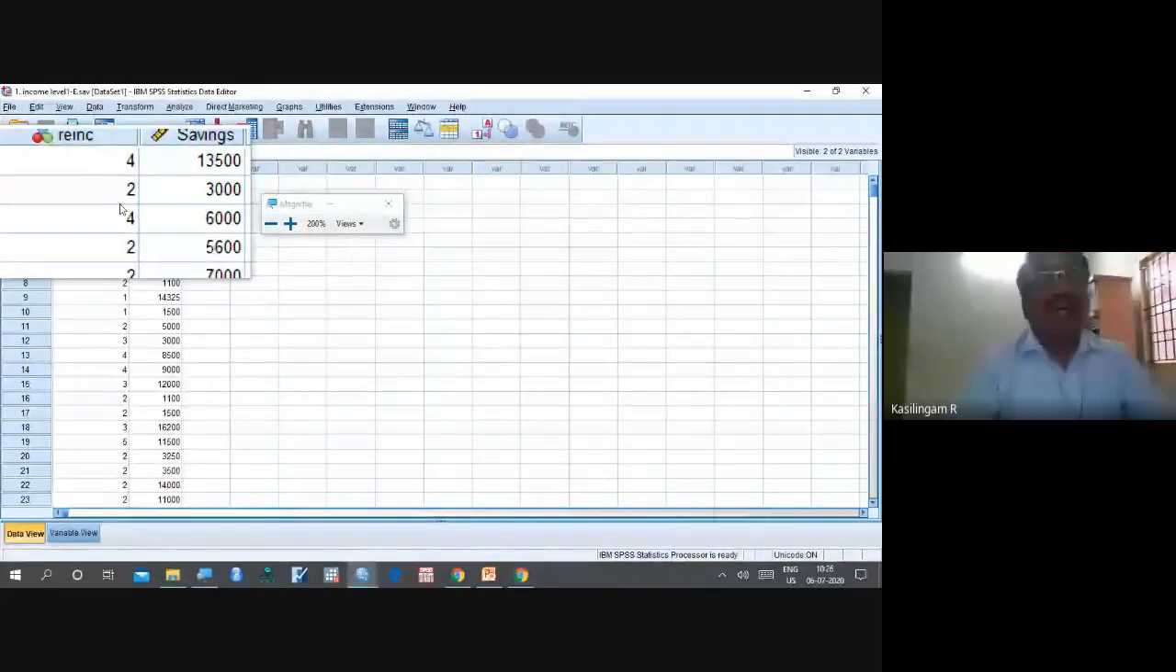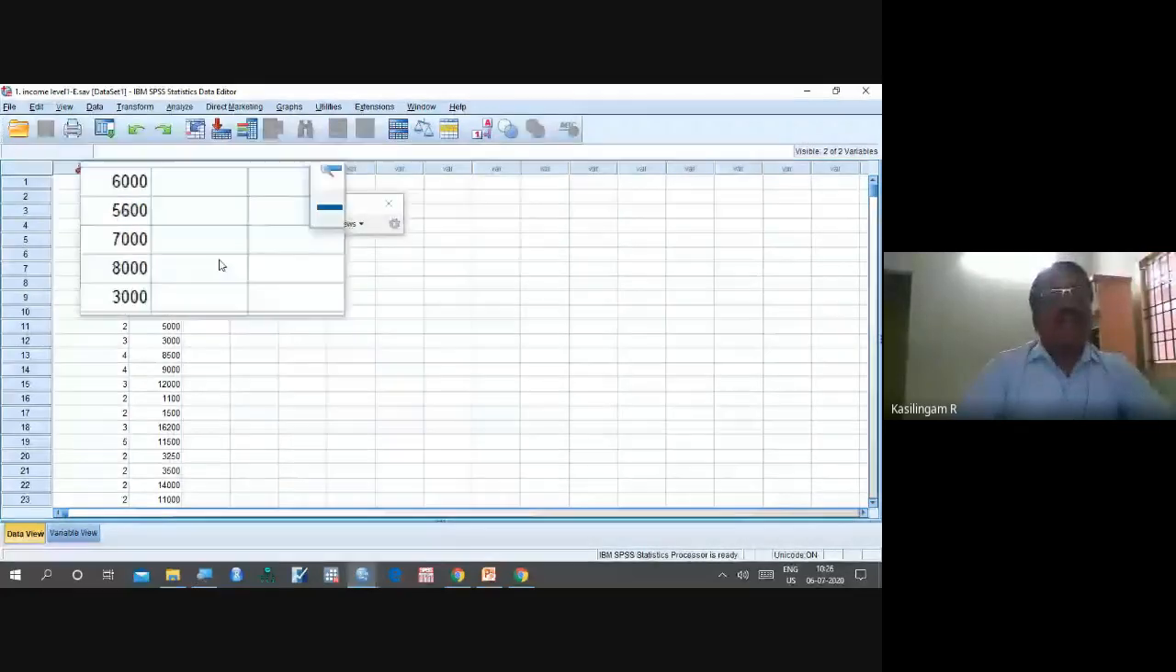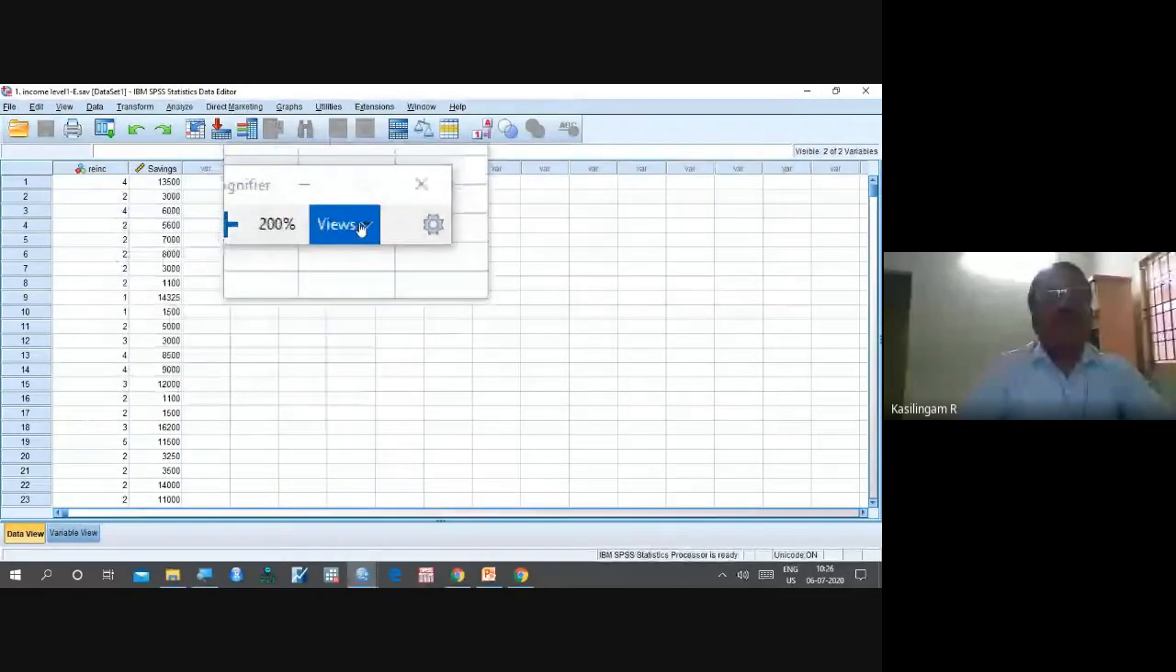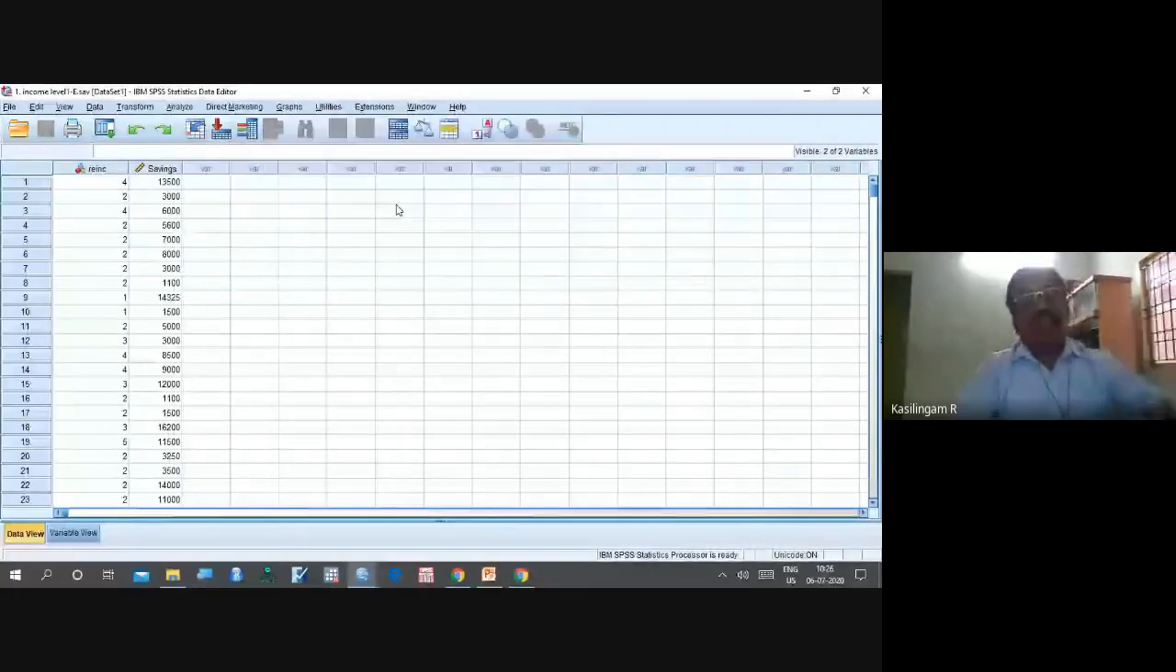But the other variable is their actual income savings, so we can find out the mean, which is a metric variable. Very good. Now I have taken two variables: one is a categorical variable having 5 categories, and another is a metric variable. So I can use ANOVA, no confusion. Now let me go to ANOVA.